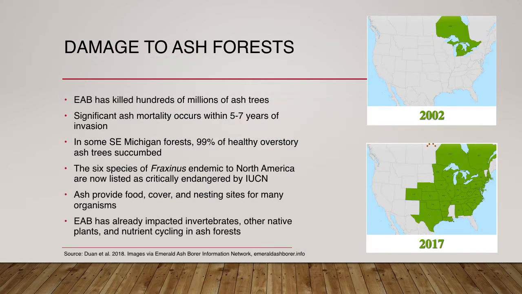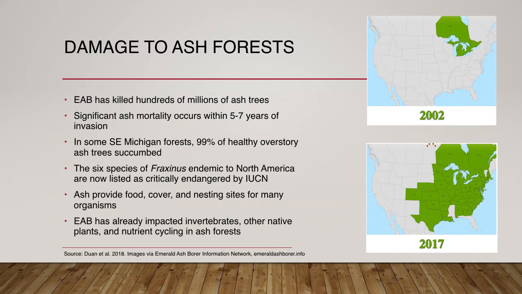So ash borer has killed hundreds of millions of ash trees, and again, that's in just 16 years. And the 6 species of ash that we have here in North America are now listed as critically endangered. Once a forest is invaded, significant mortality occurs within 5 to 7 years. And it was found that in some of the Michigan forests where the outbreak began, 99% of the once healthy overstory trees ended up perishing.